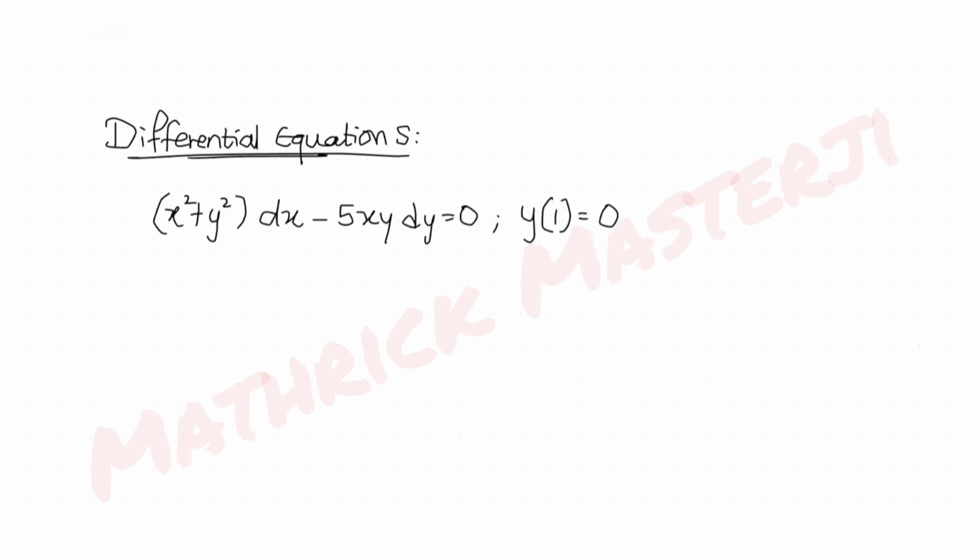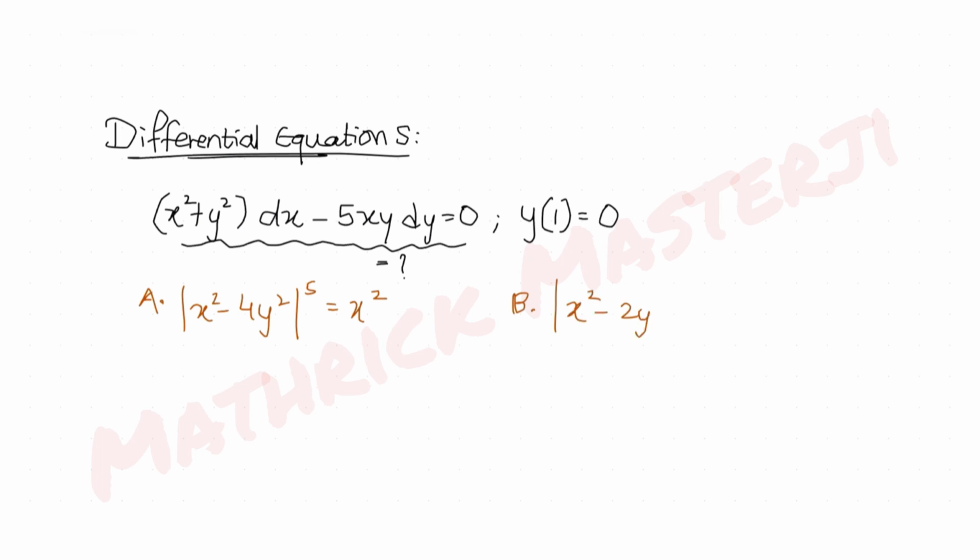So the solution for this entire differential equation is what we need to figure out, and a condition is given that at x = 1, the value of y is 0. The answer choices are: first, |x² − 4y²|⁵ = x². The second is |x² − 2y²|⁶ = x. The third is |x² − 2y²|⁵ = x². And the fourth is |x² − 4y²|⁶ = x.